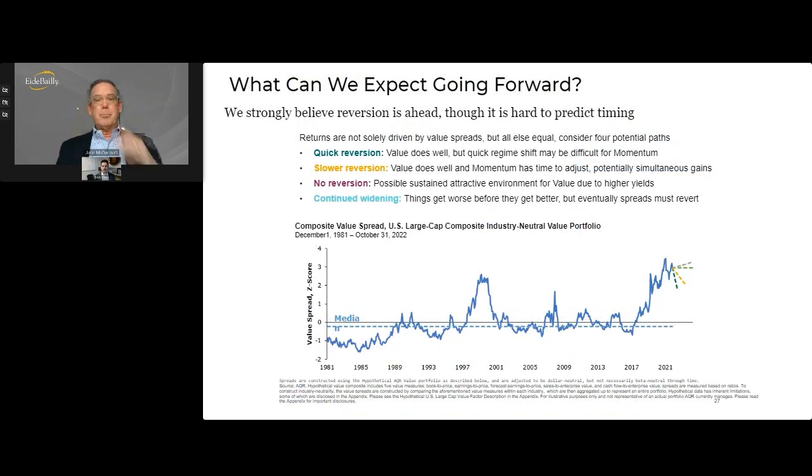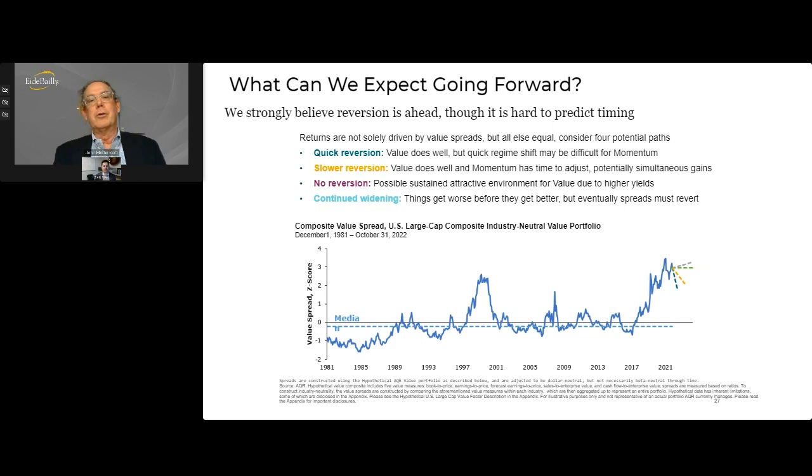So if that spread comes back to normal, more like the 50th percentile, back to the middle of that graph, there are different ways things can happen from this point going forward. We could have a really quick reversion. To a certain extent, that's what we had in 2022, where value did very well relative to growth, even though it was in a down market.